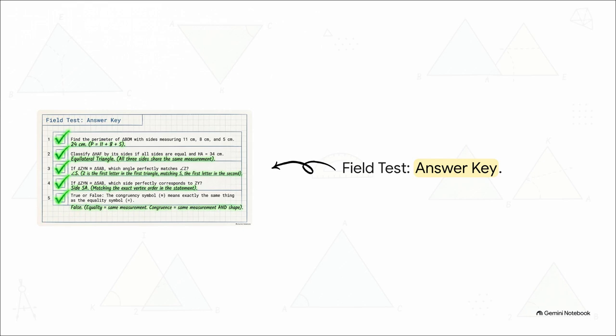For number 3, using our precise cipher map, Z is the first letter of the first triangle, so it matches S, the first letter of the second. Same for number 4. Side ZY corresponds exactly to side SA based on that vertex order. And finally, number 5 is a resounding false. Equality is just about measurement. Congruence demands identical shape and measurement. If you nail these, you are officially a geometry survivor.